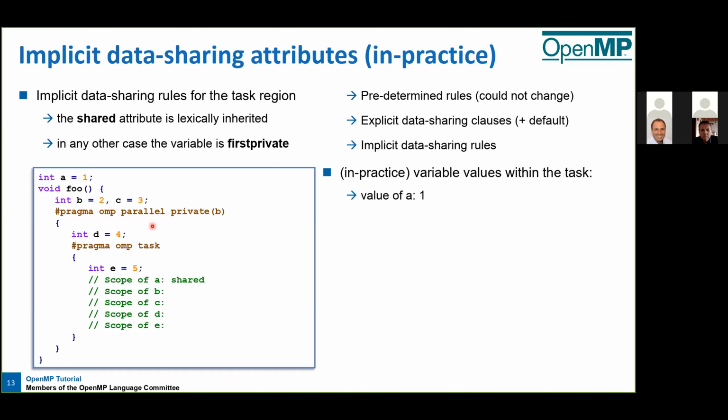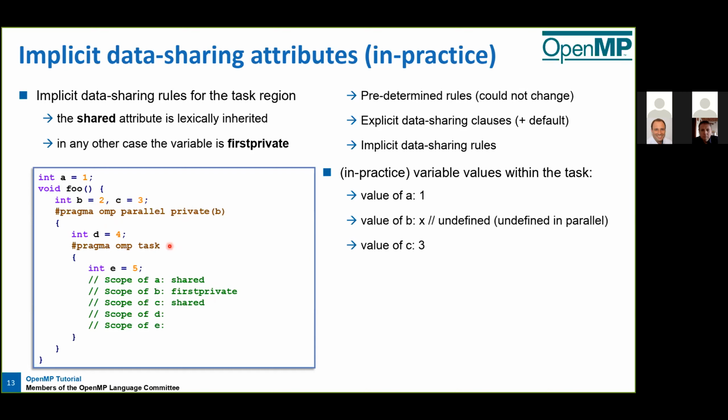That means they would be made shared within the parallel region. But B has been declared private by the private clause here. This will make, now let yourself not be confused, B a first private variable, while C will remain a shared variable. Why is that? C is shared within the parallel region, and any shared variable in the context of a task will remain shared. However, B has been made private in the parallel region.